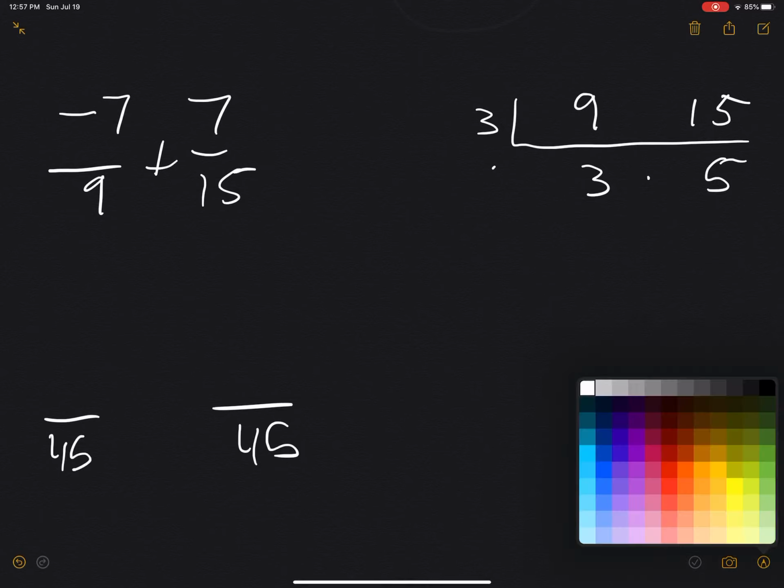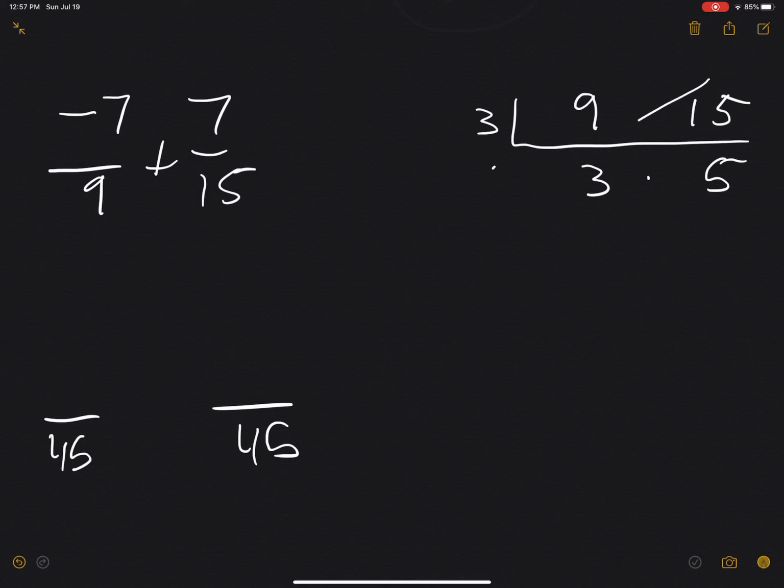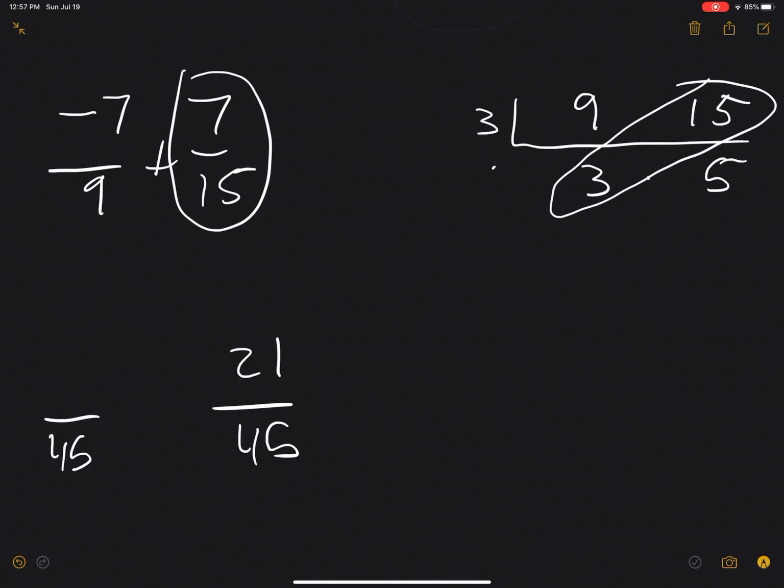And then I see that I will get 45 if I multiply 15 by 3. So I'll multiply 7 by 3, and I will get 21. And if I multiply 9 by 5, I get 45. So I'll multiply negative 7 by 5, and I will get negative 35. And we still have a plus sign.